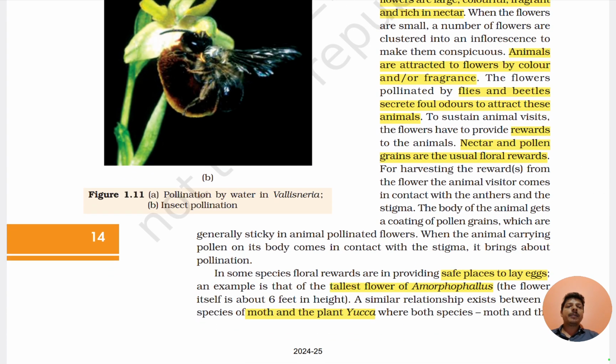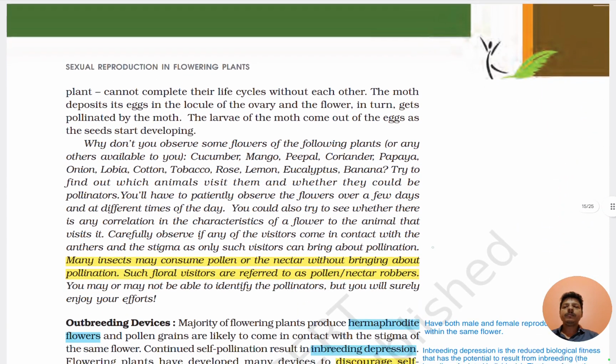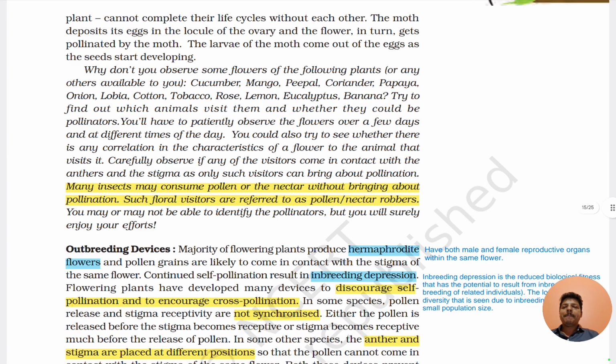Coming to rewards to the animals, nectar and pollen grains are the usual floral rewards, but some plants also give a reward by providing safe places to lay eggs. Example: the tallest flower Amorphophallus and a moth, and the yucca plant. Here, many insects may consume pollen or nectar without bringing about pollination. They are also called pollen or nectar robbers.